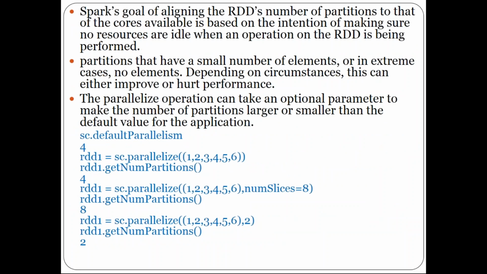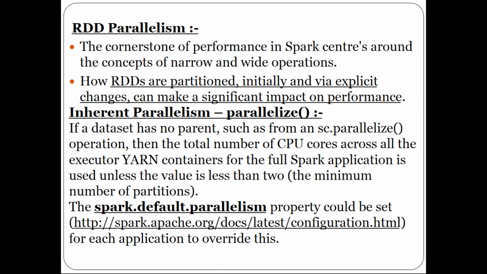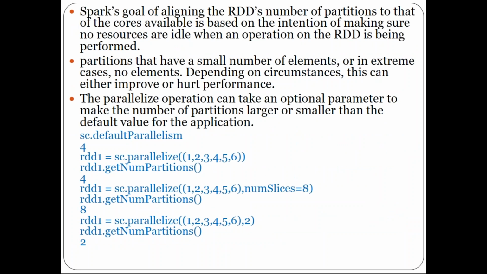Now, in continuation of the first RDD parallelism: Spark's goal of aligning the RDDs and number of partitions to that of the cores available is based on the intention to make sure no resources are idle when an operation on an RDD is performed. This is the core and heart of RDD parallelism. Once again, why is Spark so tightly coupled with partitions and the cores available?